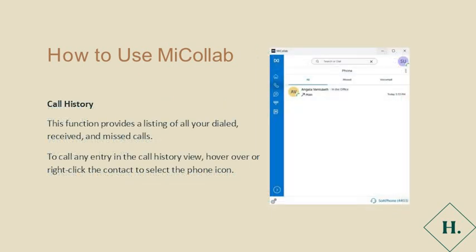Call history. This function provides a listing of all your dialed, received, and missed calls. To call any entry in the call history view, hover over or right-click the contact to select the phone icon.